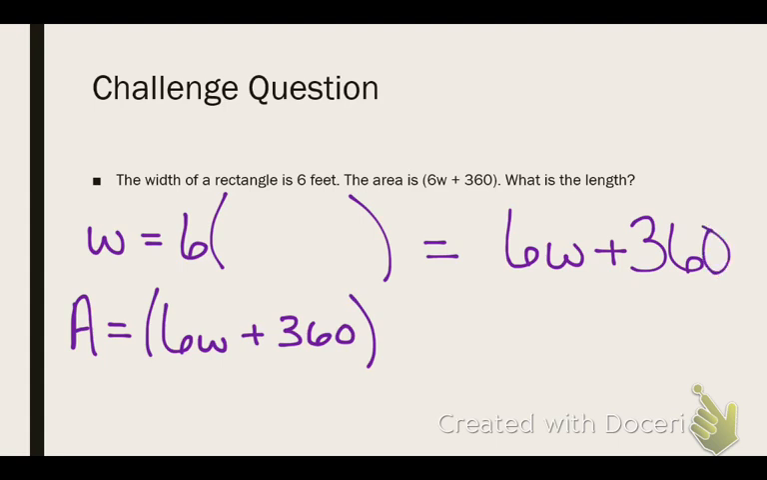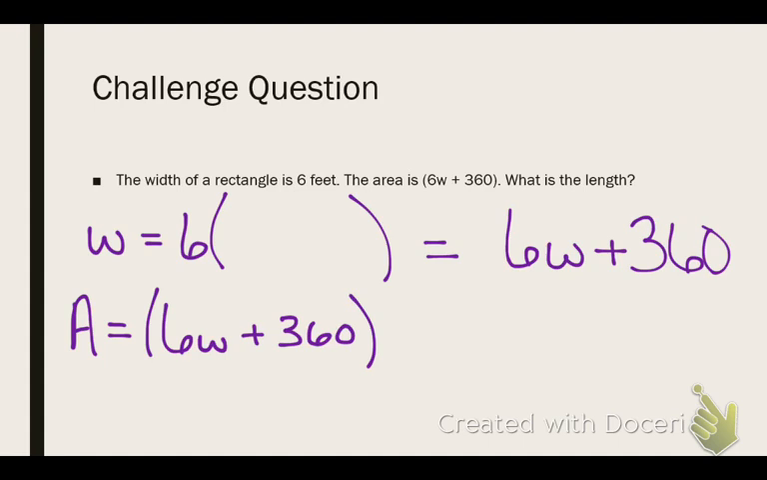Just like we figured out, if my area is 100 and my width is 10, it's 10 times 10. What would I have to multiply 6 by to get me to 6W? 6 times what is 6? It's 1. It's 1W. Hold on, don't get ahead of me.